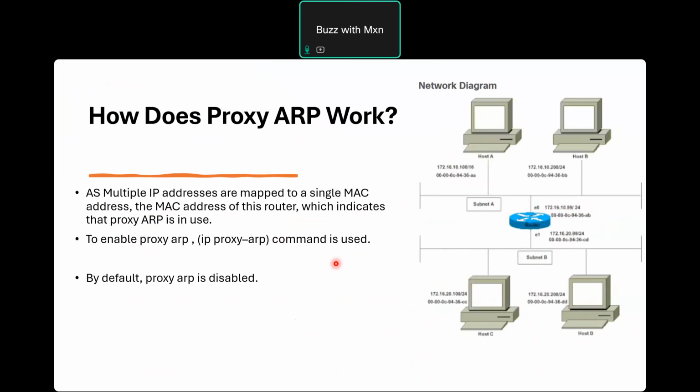Okay, so whenever multiple IP addresses are mapped with a single MAC address, this basically shows that proxy ARP is in use.